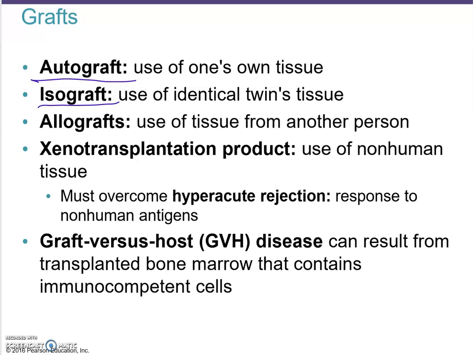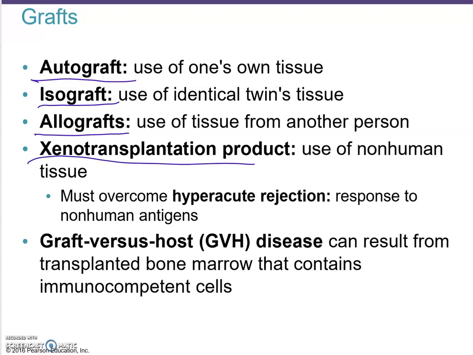An isograft would be if you have an identical twin and you can use their tissue, which is genetically identical. So that's pretty much almost the same as an autograft, I guess. Genetically, for sure, the same. Allografts will be the use of tissue from another person.